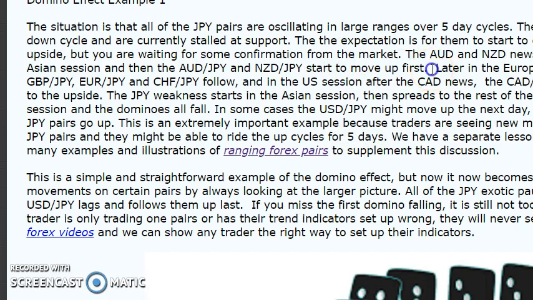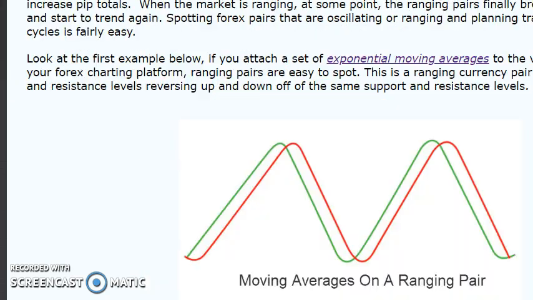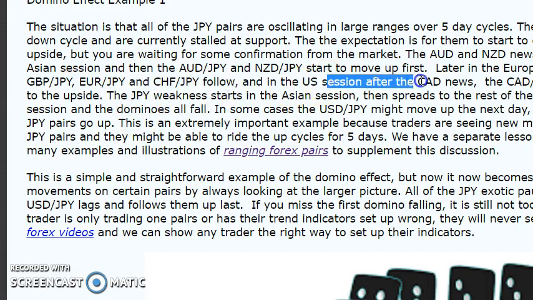Well, later on in the European session and the US session, the pound yen, the euro yen, and the Swiss yen start to cycle up too. So they're following the Aussie yen and the New Zealand yen up in a domino-type fashion. Then you get into the US session. Maybe there's some Canadian dollar news, and then the Canadian yen starts to move up. Then eventually the USD yen starts to move up.